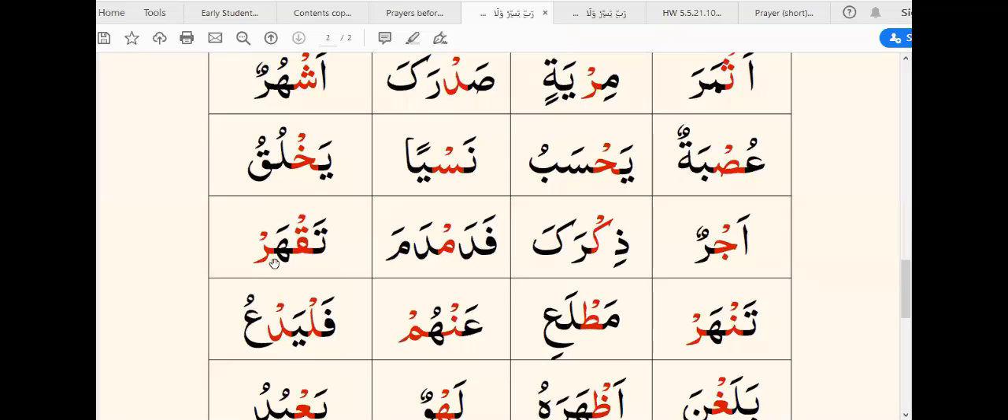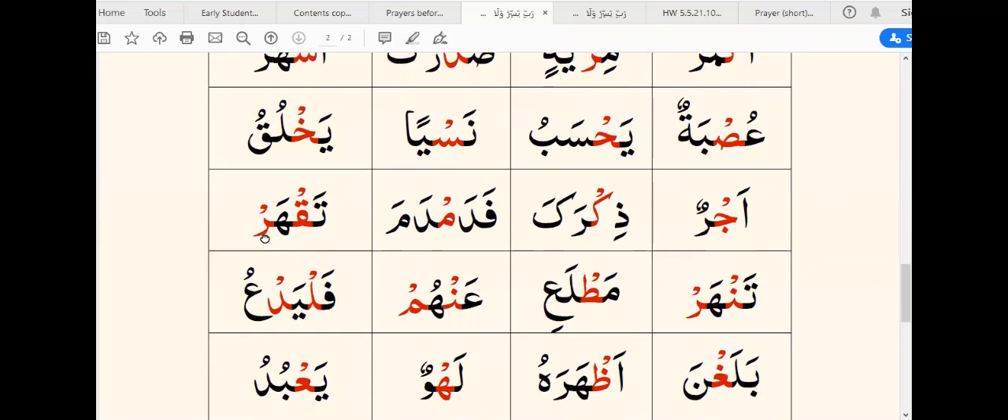Over here, we have letter Qaf that has a sukoon, and a second letter, letter Ra with a sukoon. So first we're going to join letter Ta with letter Qaf, and then we're going to join letter Ha with letter Ra. Takhar. Well done. Very well read, mashallah. Would you like to read it one more time? Takhar. Well done, mashallah.